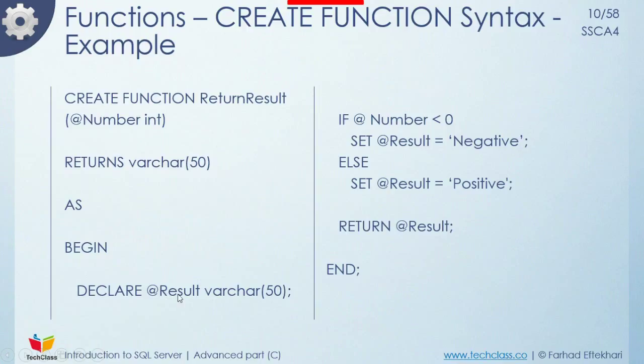So we declare a variable @result as a varchar 50, and we check that parameter that we pass to this function. If that parameter is negative, then we set @result as negative. And if it was positive, greater than or equal to 0, then @result will be positive. Here you don't need to add this space here. It has to be without a space. And then we return this result as an output of this function with this return @result. And then here's the way we have to end this create function syntax.